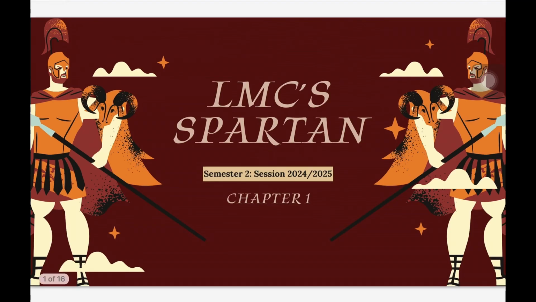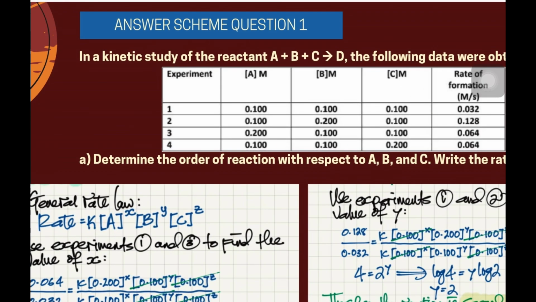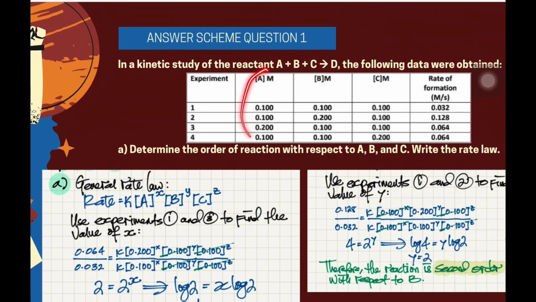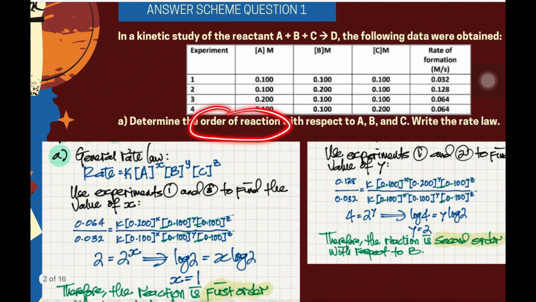Alright, so untuk soalan 1, okay, so in the reaction kinetics study, okay, dia ada A, B, C, 3 reaktan di sini, and then ada satu produk. So kamu diberikan 3 data, okay, untuk 3 reactants, and dia ada bagi rate. Okay, so di soalan pertama suruh cari order of reaction with respect to each reactants, and then after that you have to find the rate law.